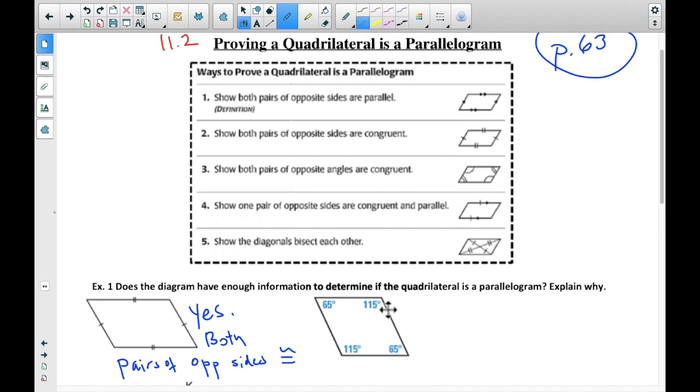All right, let's look at the next one. We have an angle here and here. We have an angle here and here. That looks like the third one, doesn't it? So this is again a yes, because both pairs of opposite angles are congruent. And again, it has to be both pairs.